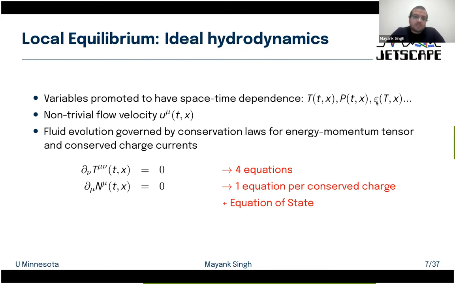These are not constants of the system. And now you also get a non-trivial flow velocity because of these gradients. The system will flow from one part to the other, trying to achieve global equilibrium, if the situation allows that. So now the fluid evolution from local equilibrium to global equilibrium is governed by the conservation laws of the energy-momentum tensor, the hydrodynamic equations. This is just the conservation of the energy-momentum tensor and any conserved charge current. If you notice, there are four equations here, one equation per conserved charge, and an equation of state. So we have six equations in total in ideal hydrodynamics, or more if you have more than one conserved charge.